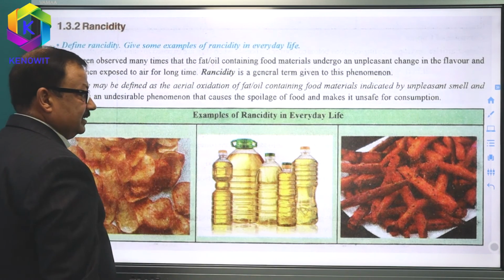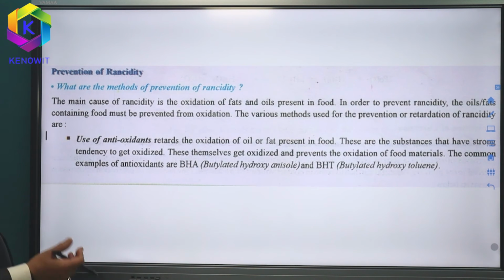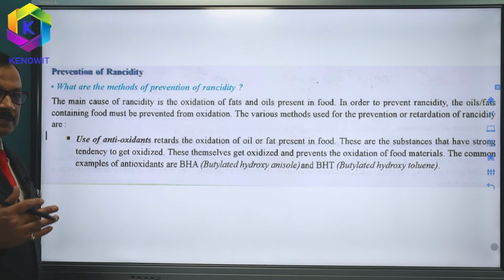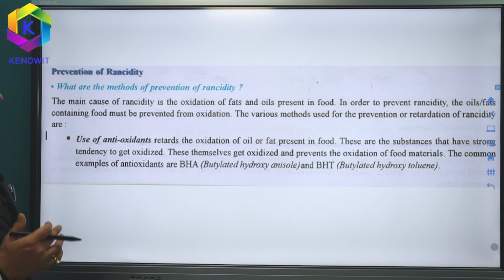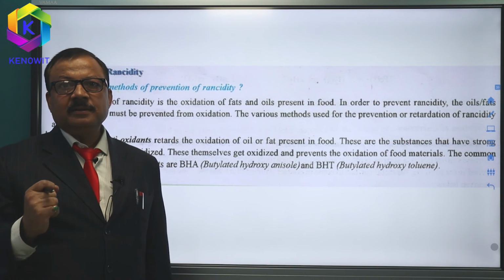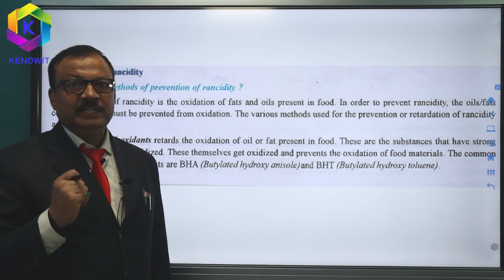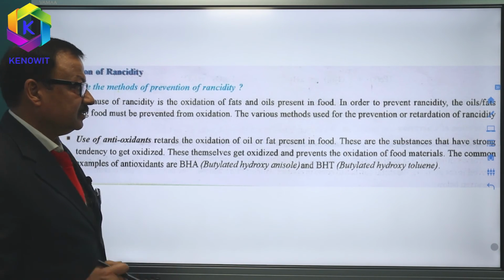So, examples of rancidity in everyday life. Then prevention of rancidity, how to prevent it. The use of antioxidants retards oxidation. Antioxidants are those that slow down the process of oxidation. That is why the food items are not spoiled. These are substances that have a strong tendency to get oxidized. They themselves get oxidized and prevent the oxidation of food material. So BHA, butylated hydroxyanisole, and BHT, butylated hydroxytoluene, are used as antioxidants.